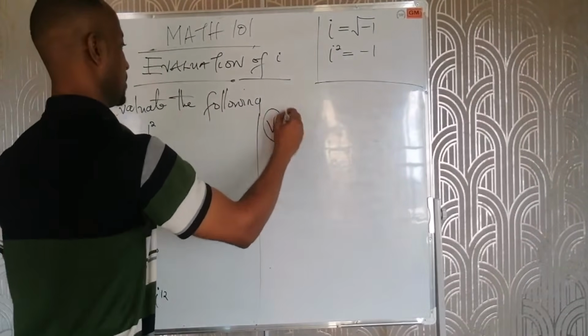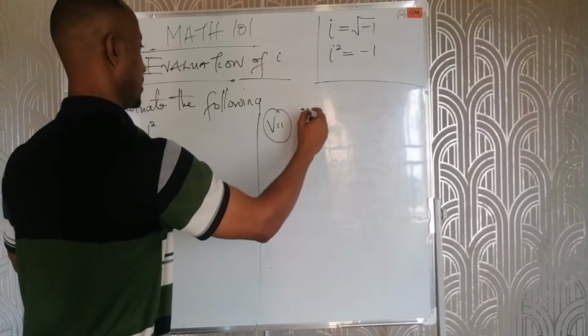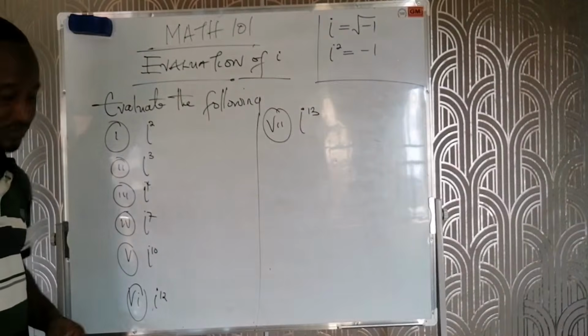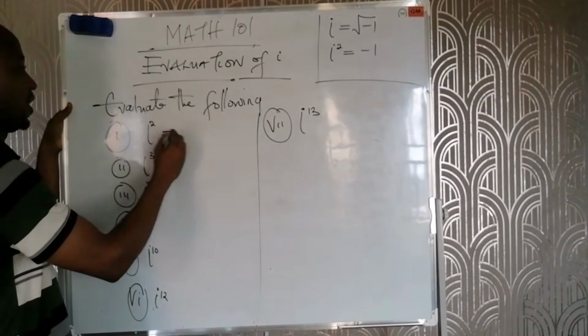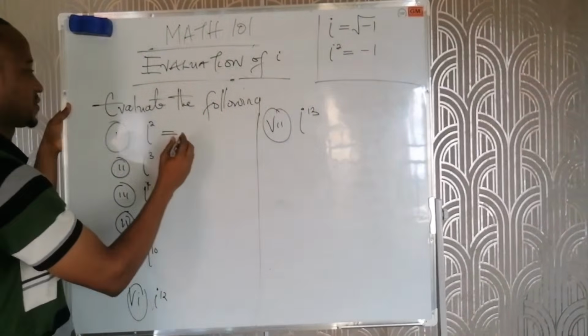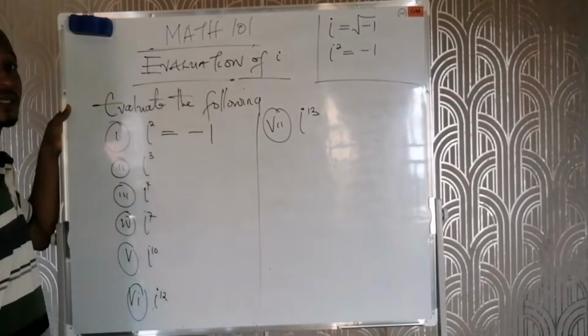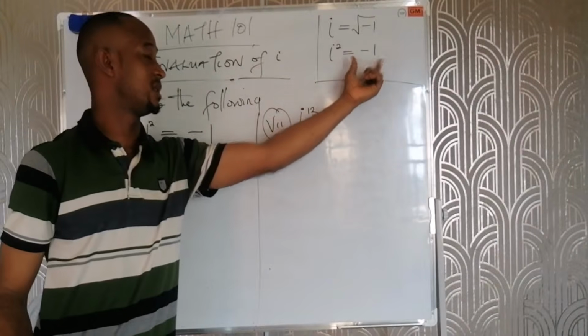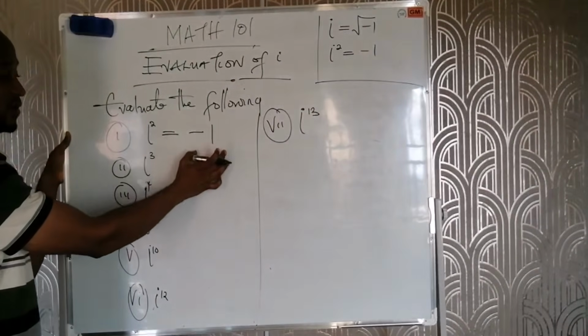Number 7, I raised power 13. I guess I'll stop here so we can proceed. Now for i squared, we all know that the value of i squared represents what? Minus 1, right? We have defined i squared as the root of minus 1. That means my i squared is minus 1.